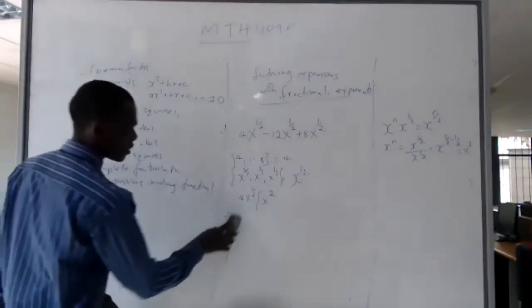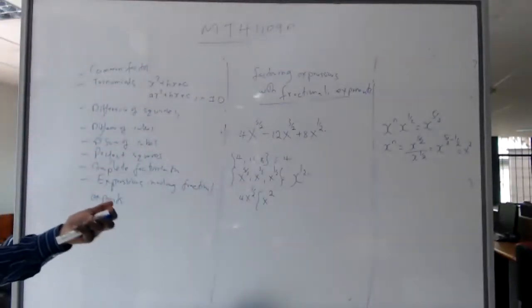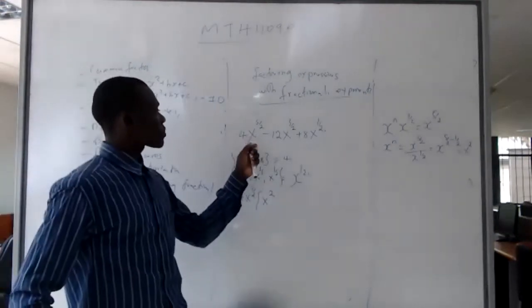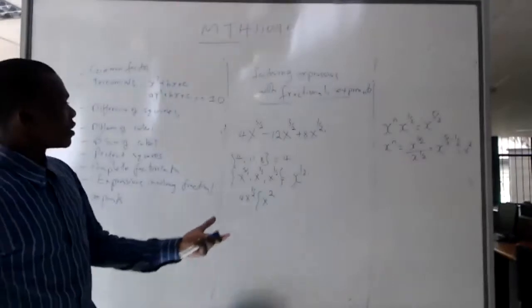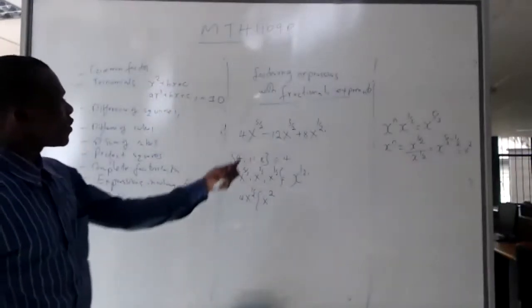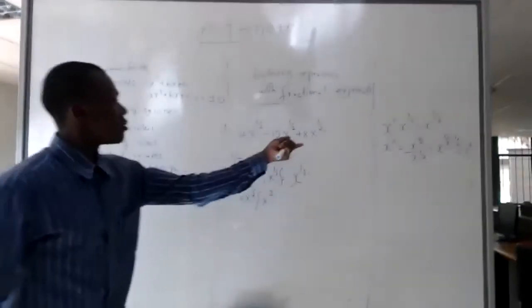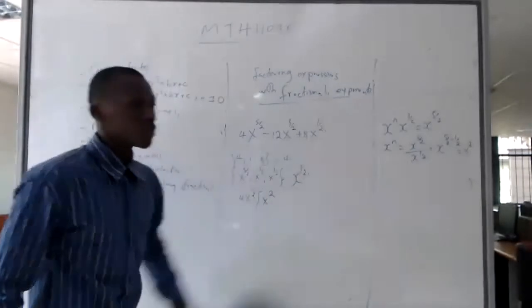Factoring expressions. We want to see how to factor expressions that involve fractional exponents. In this case, the powers of the unknown variable x could be fractions. The first example we're looking at is 4x power 5/2 minus 12x power 3/2 plus 8x power ½. We want to factorize this expression.